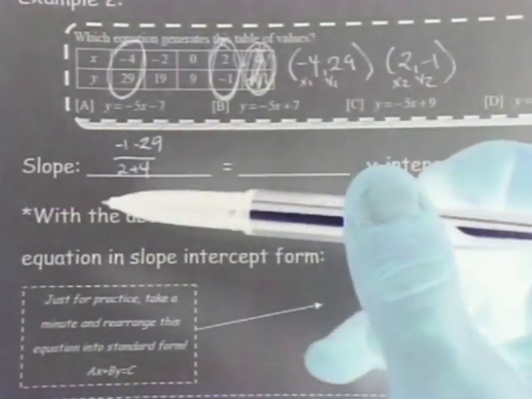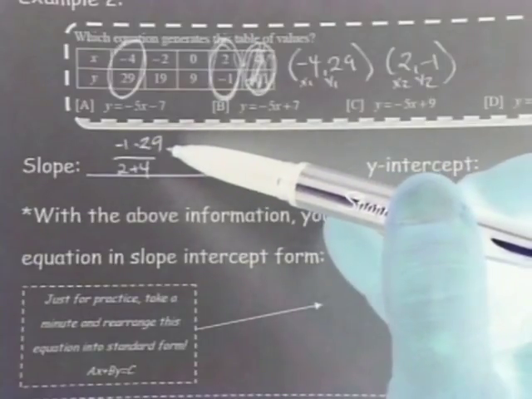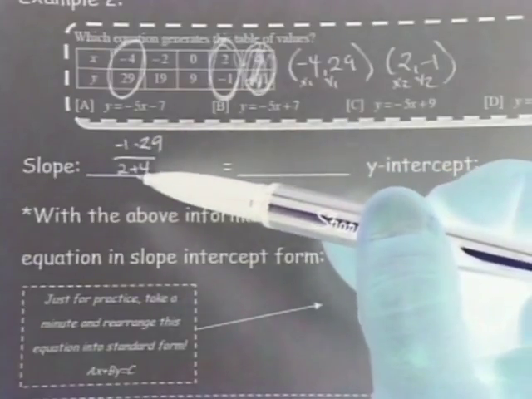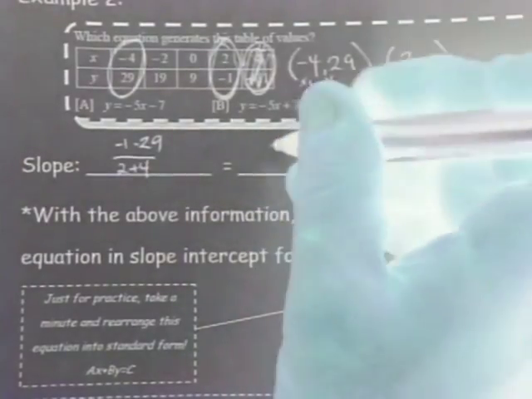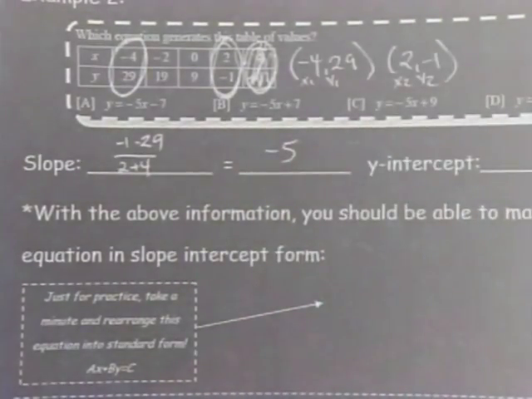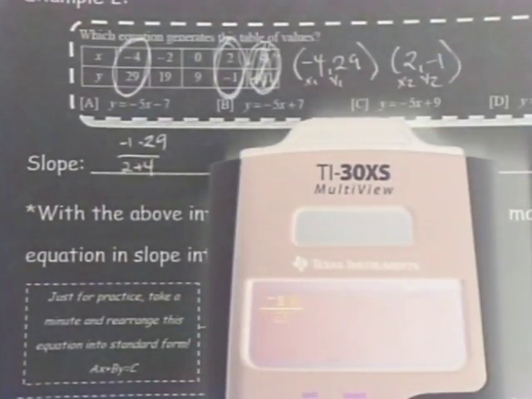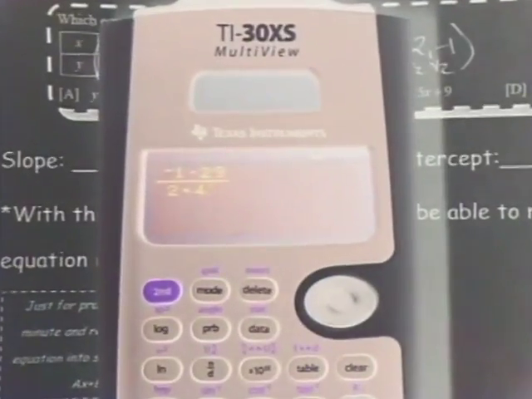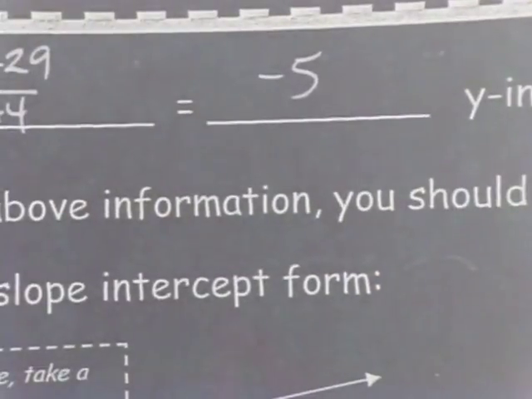Let's see if you can do this without a calculator. We will do it with calculator, but if you can. What is -1 minus 29? -30 over 6 would be -5. And of course, you can always check that, but I would try your brain first, just to make sure you don't get too many cobwebs in there. -5. Kind of always try to challenge yourself mentally.